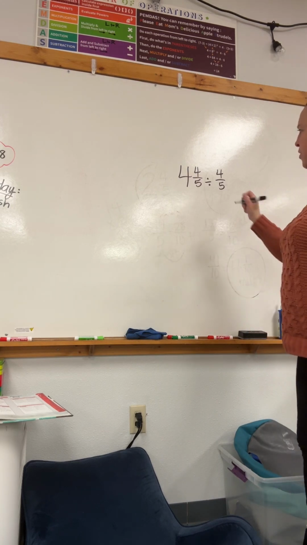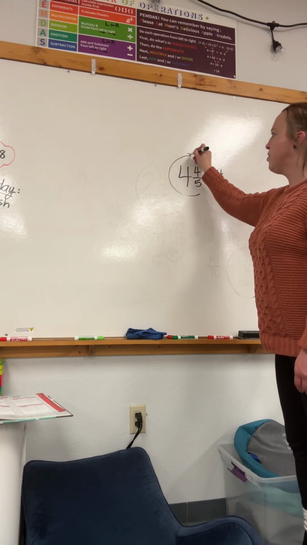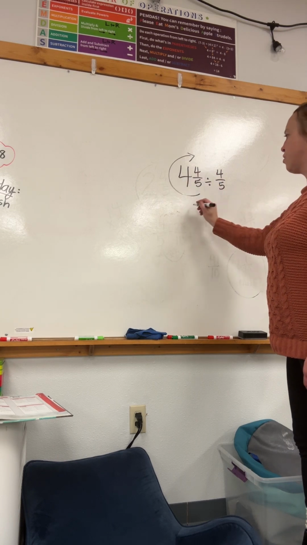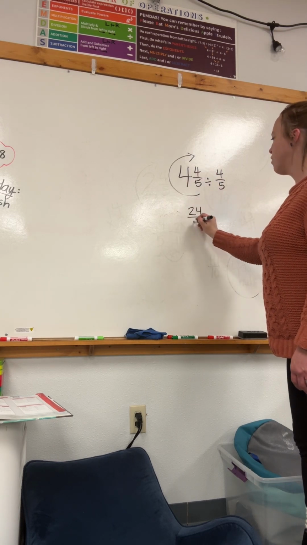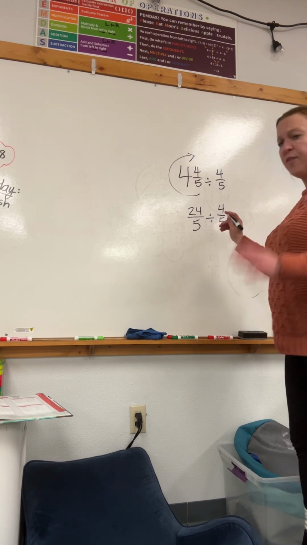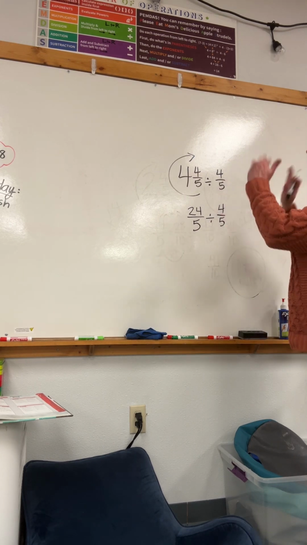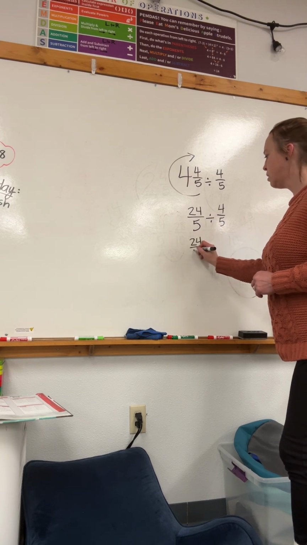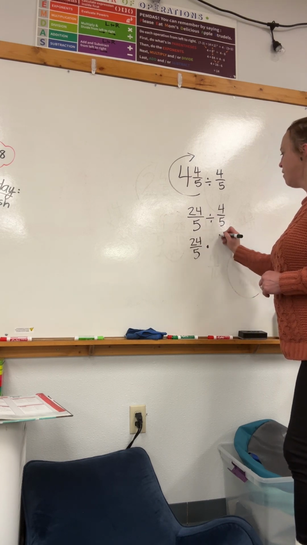So 4 4/5 divided by 4/5. I'm going to make this an improper fraction first. 5 times 4 is 20, plus 4 is 24/5, divided by 4/5. I'm not going to flip it because I don't want to get confused. I'm going to do it one step at a time. Now I'm going to keep, change, flip.